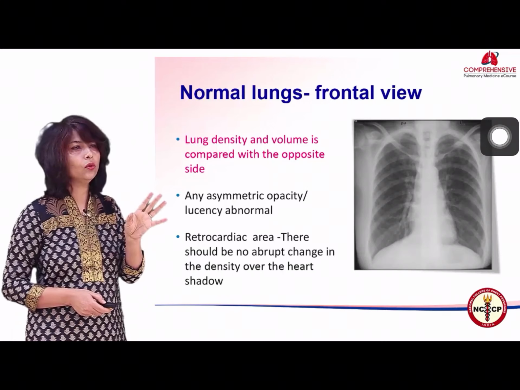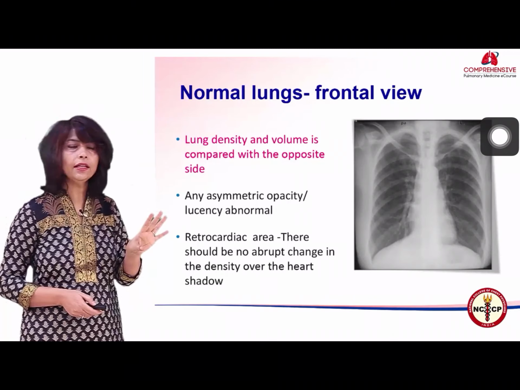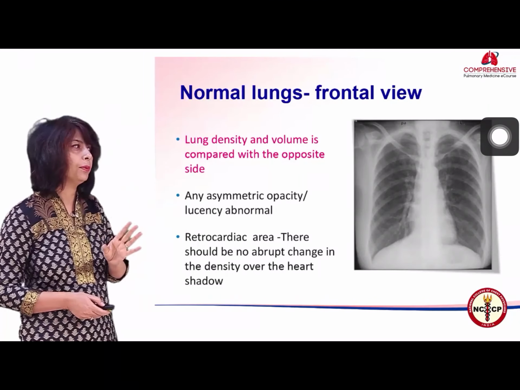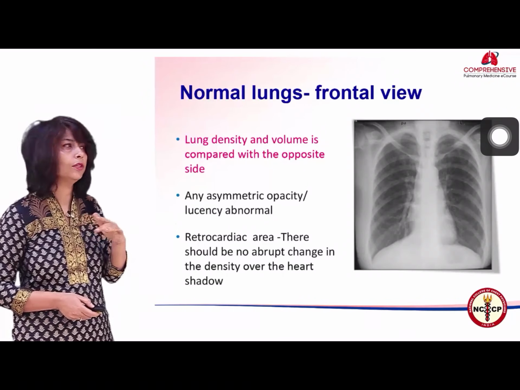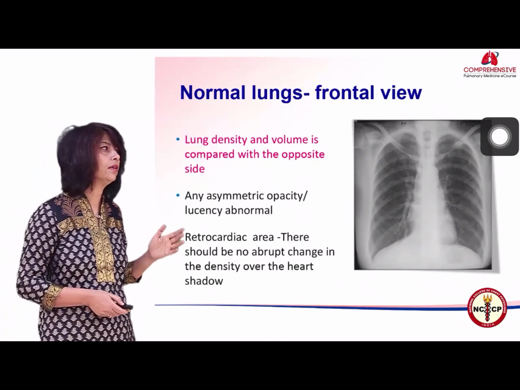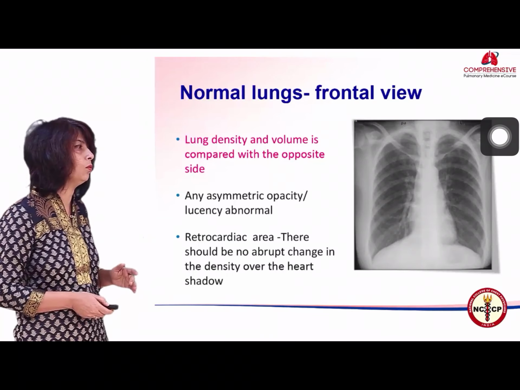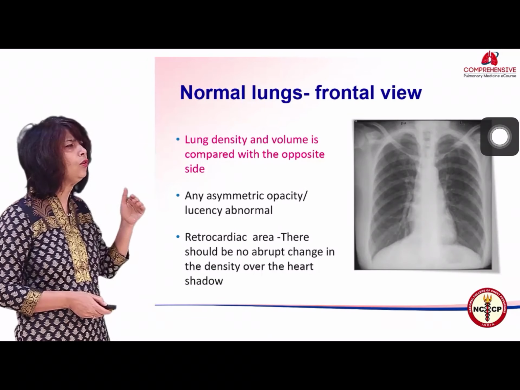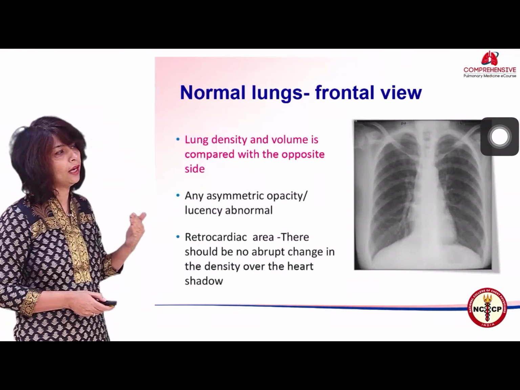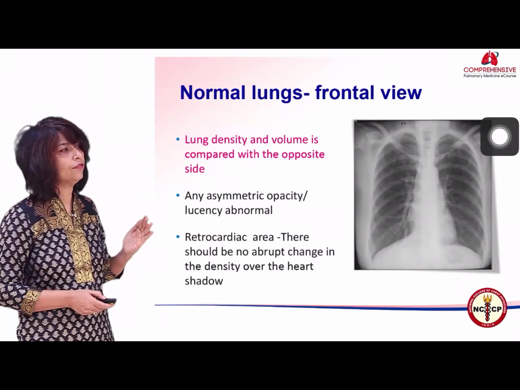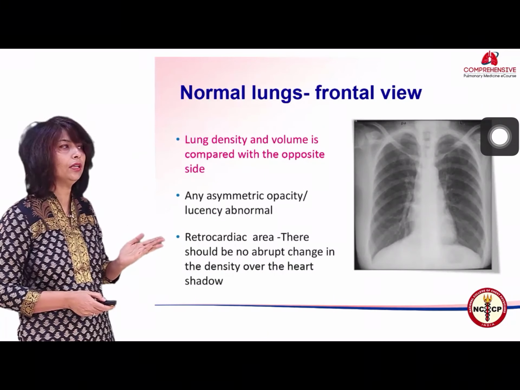The two lungs are like an internal control. You compare the density and the volume of the lung with the opposite side. Anything which is asymmetric, white or black, which is opaque or lucent, is abnormal. So, retrocardiac area, we have already spoken about it, and you may want to do a lateral radiograph. How do you suspect that something is happening in a retrocardiac area? If you look behind the heart, it's not of course as black as the rest of the lung, but there's a clear cut lucency compared to the spine.